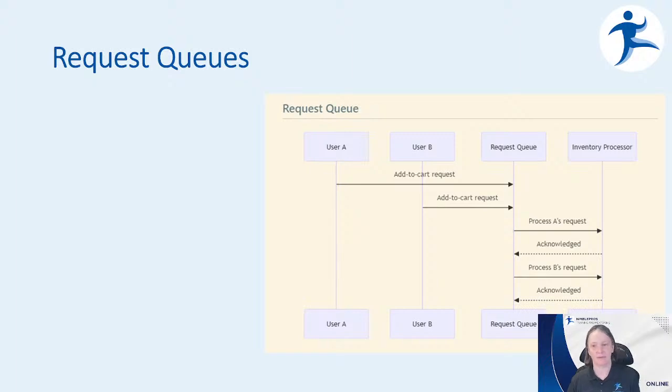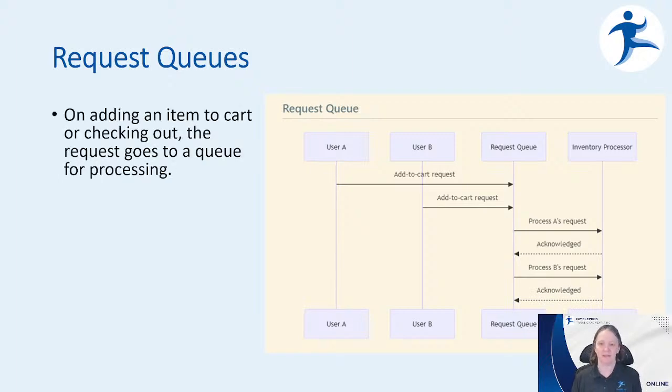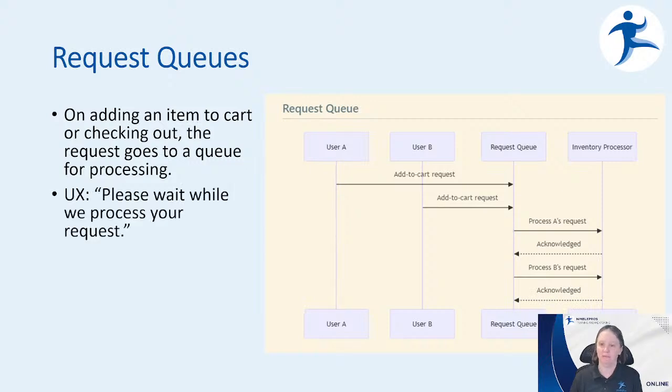Next, I'll talk about request queues. So with request queues, this is, again, talking about that problem of you have multiple users going after a limited supply, and how do you handle this? Request queues are an option. So basically what happens is when they're adding an item to the cart or they're checking out, that request will go into a queue for processing. So it gets processed sequentially.